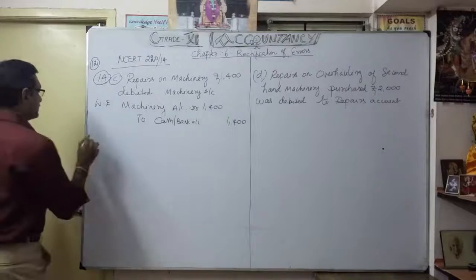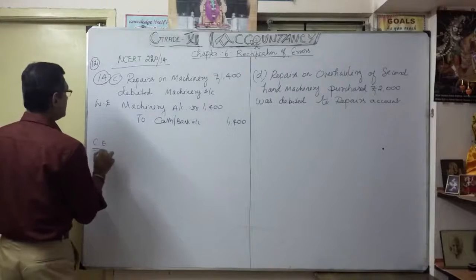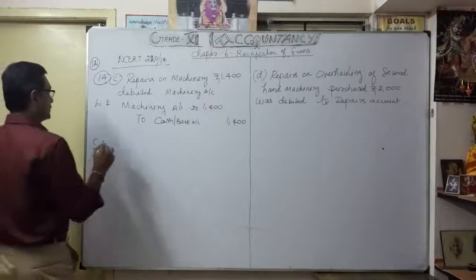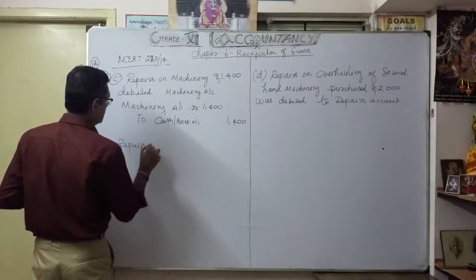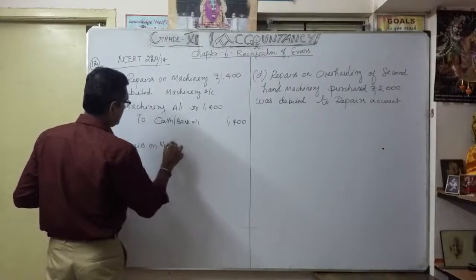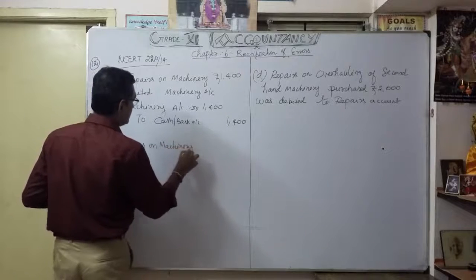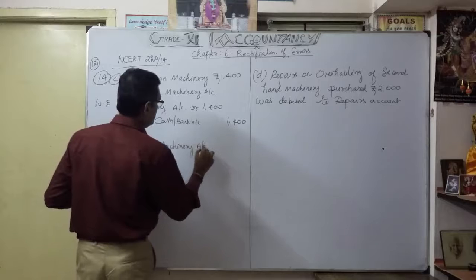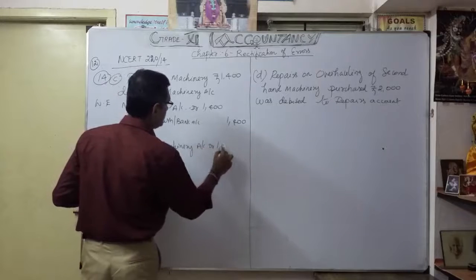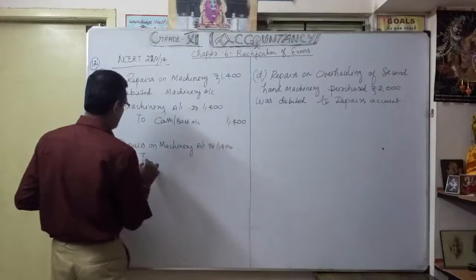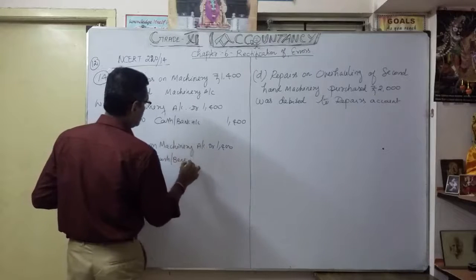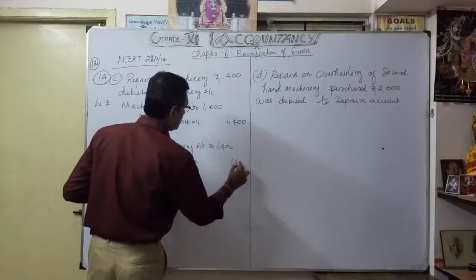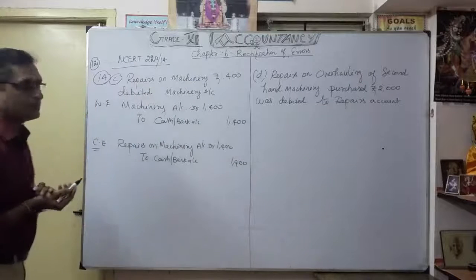But what is the correct entry? We spent money for repairs on machinery. Okay, so repairs on machinery, arranged as it is, without any confusion. So repairs on machinery account debit 1400 to cash or bank account. How much? 1400. So what is the rectification entry?